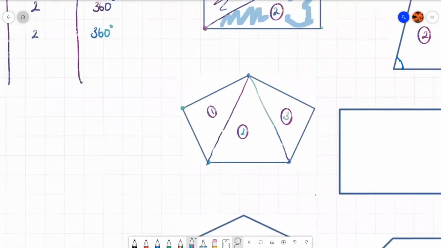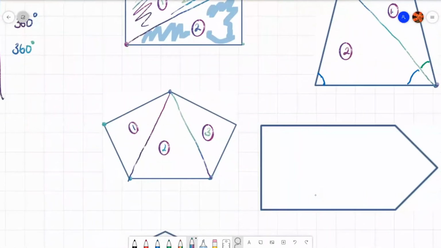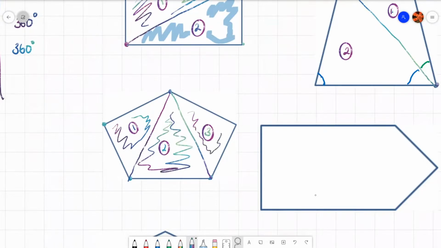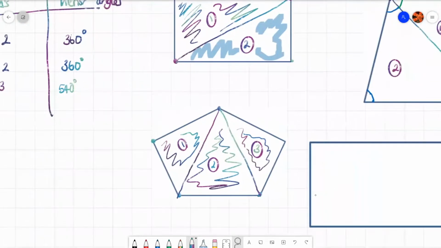So again, I've made 3 triangles. Well, this triangle here, the angles will add up to 180. This triangle here, the angles will add up to 180. And this one here also, the angles add up to 180. So we've got 180, add 180, add 180, or 180 times by 3, because we've got 3 triangles. That's 540 degrees. So the angles in a pentagon would add up to 540 degrees.